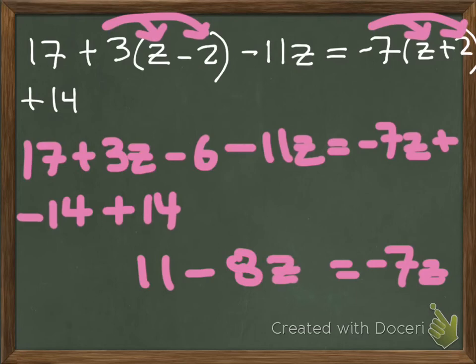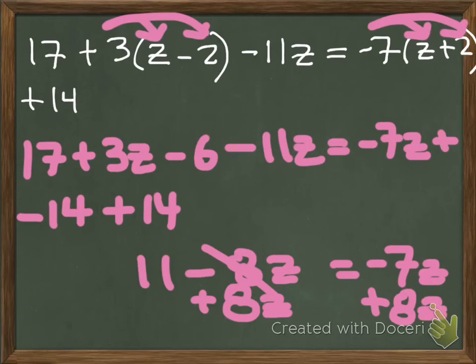Now we need to combine like terms across the equal sign, so we need to take the 8z and move it with the 7z, since we don't want one side with nothing, so we need to move the 8z by adding it. That takes the entire term and brings it to the other side. Negative 7 plus 8 is 1, so we don't need to write the 1. So we have z equals 11.